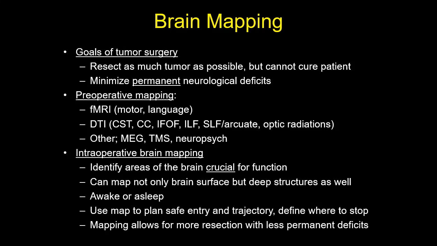Nonetheless, intraoperative brain mapping remains the gold standard, as it allows us to identify areas of the brain that are crucial for a given function. We can also map not only brain surface but deep structures as well. This can be performed in the awake or asleep setting, and we can utilize this map to plan a safe entry and trajectory, and most importantly to define functional boundaries where we should halt our resection. In summary, intraoperative brain mapping allows for a more aggressive resection while minimizing the risk of permanent neurologic deficits, which is our goal.